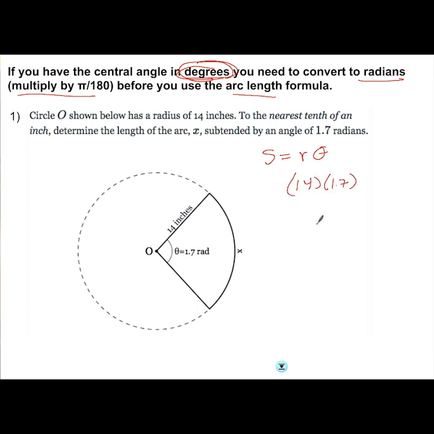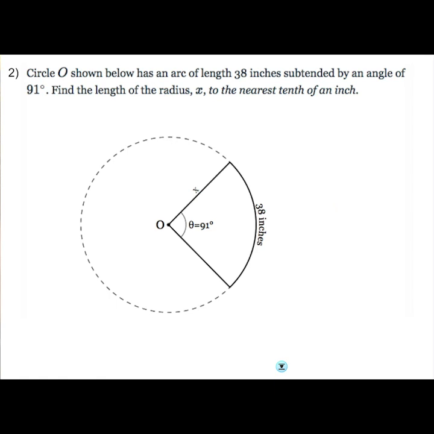Radius is 14. Radians here is 1.7. So let's simplify this. In this example here, we'll simplify it to 23.8, nearest tenth of an inch. There we go, 23.8 inches. We didn't need to use the conversion yet. We will use that right here.